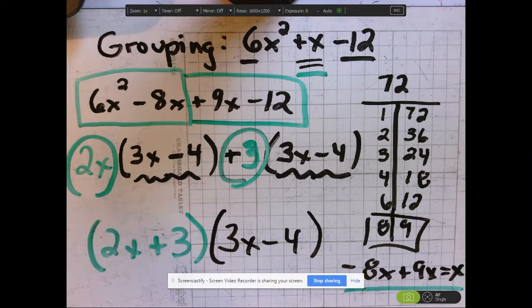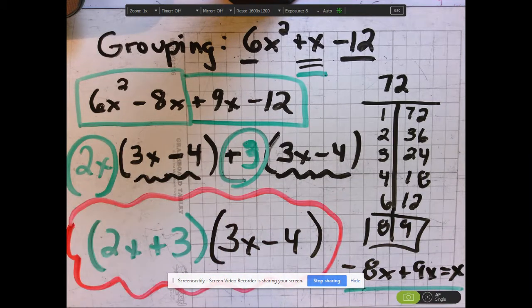So then this here shows you that 6x squared plus x minus 12 will factor down to this right here. And that's factoring by grouping.